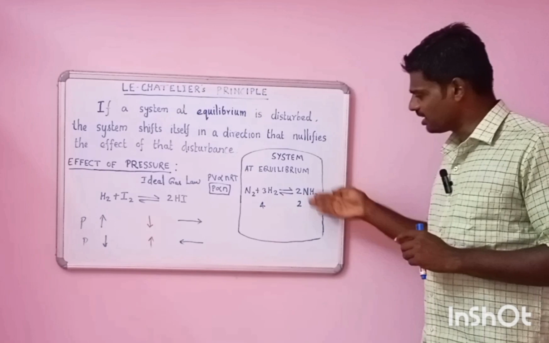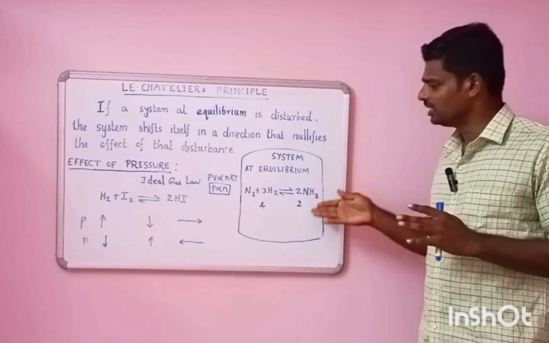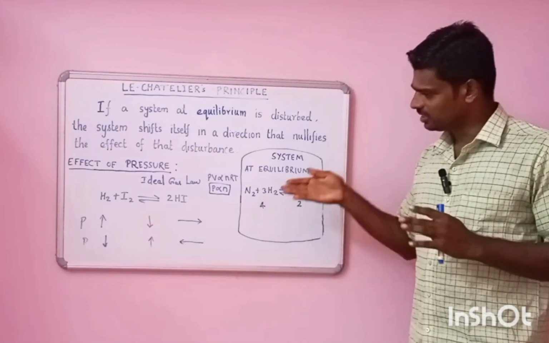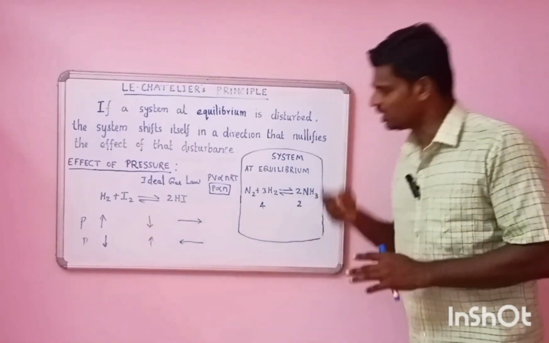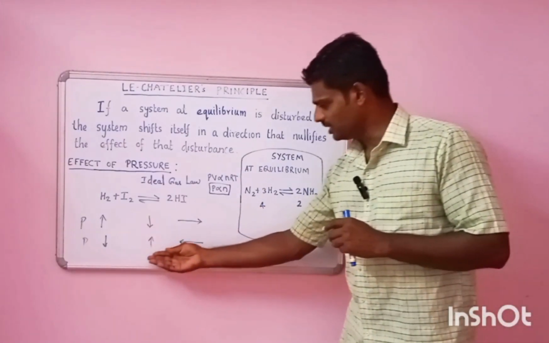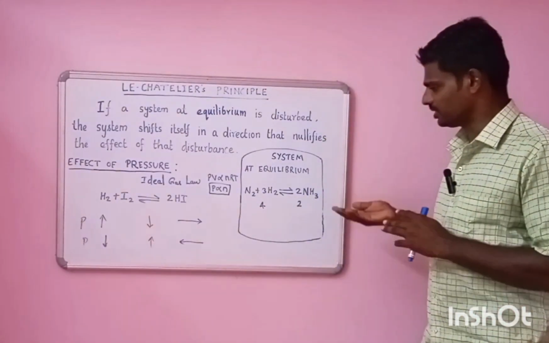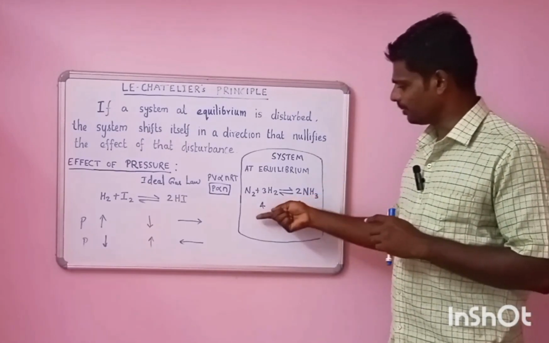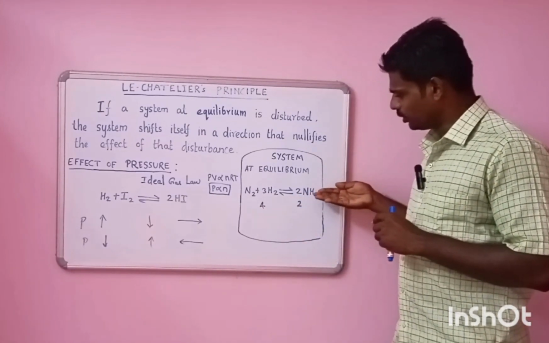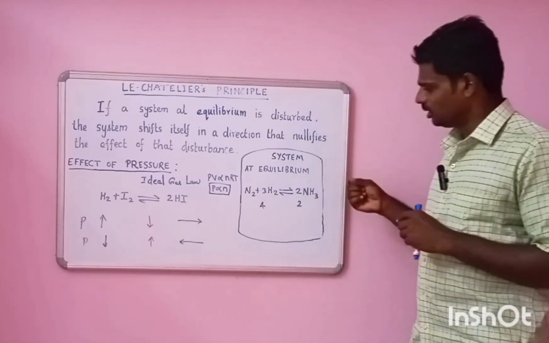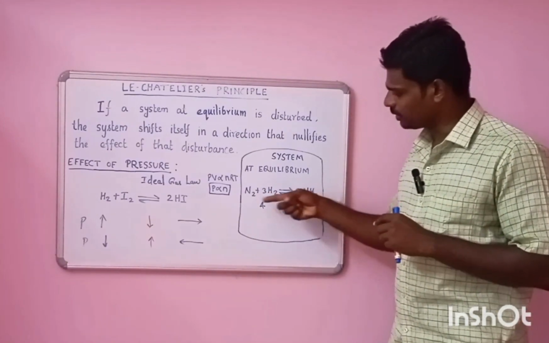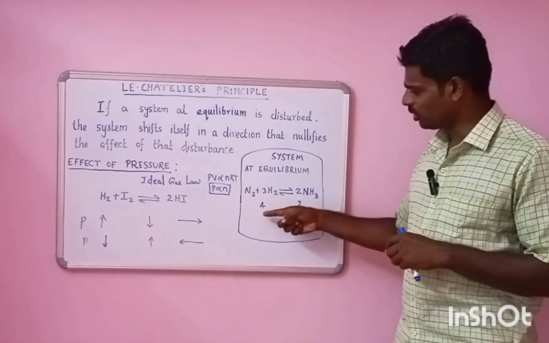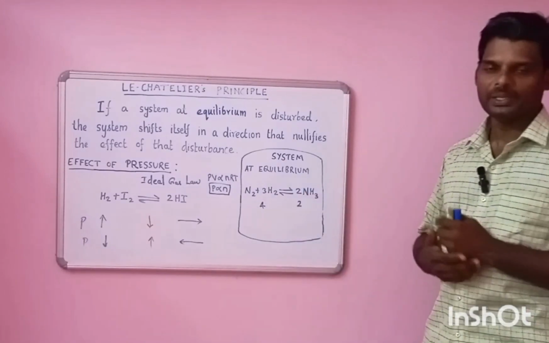So ammonia decomposition will be favored when decreasing the pressure. If you are decreasing the pressure, the system will try to increase the pressure. In order to increase the pressure, the system has to go in the direction of the backward reaction, so that more nitrogen and more hydrogen will be produced.